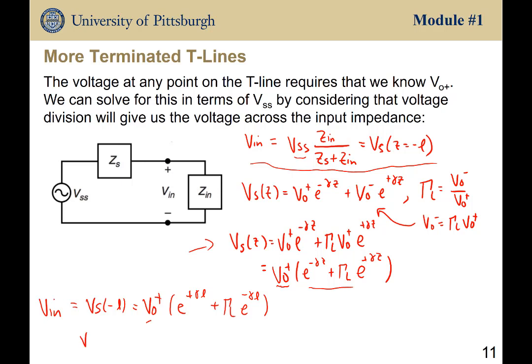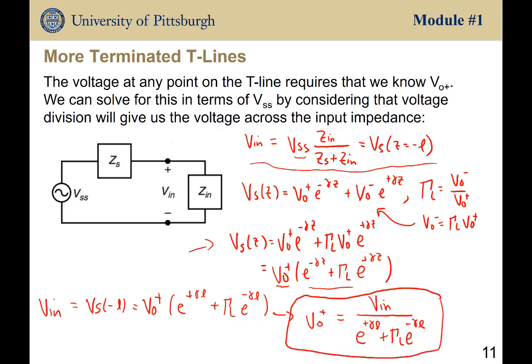And when we do that, we get V0 plus. Actually, let me write this over here so I can highlight it, because this is an important equation. We get that V0 plus is equal to the input voltage divided by e to the plus gamma L plus the reflection coefficient e to the minus gamma L. And you can use this at any time in your calculations.